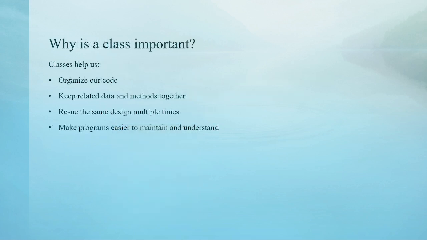Then why is the class important? Classes help us to organize our code. Instead of writing everything in one file, we divide the program into multiple classes. This makes the code cleaner and easier to understand. The second one is it keeps the related data and the methods together. A class keeps related properties and behaviors in one place. For example, everything related to chair stays inside the chair class.